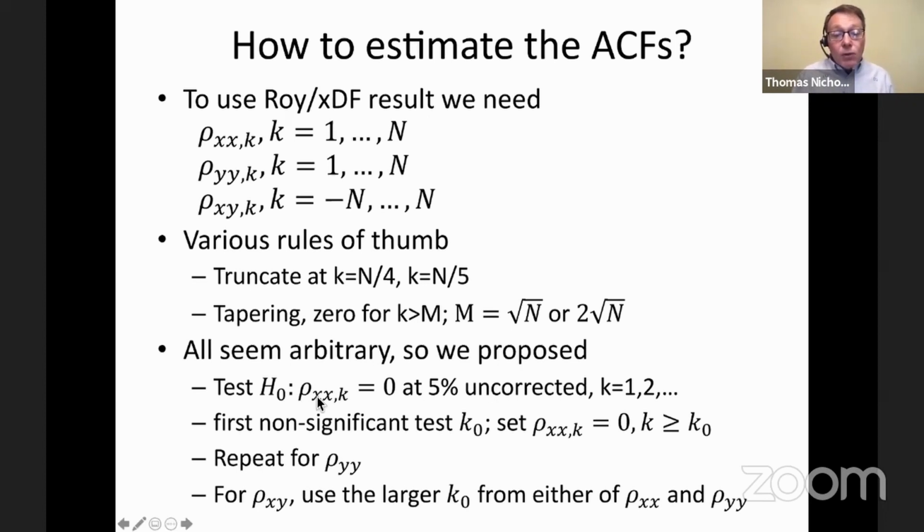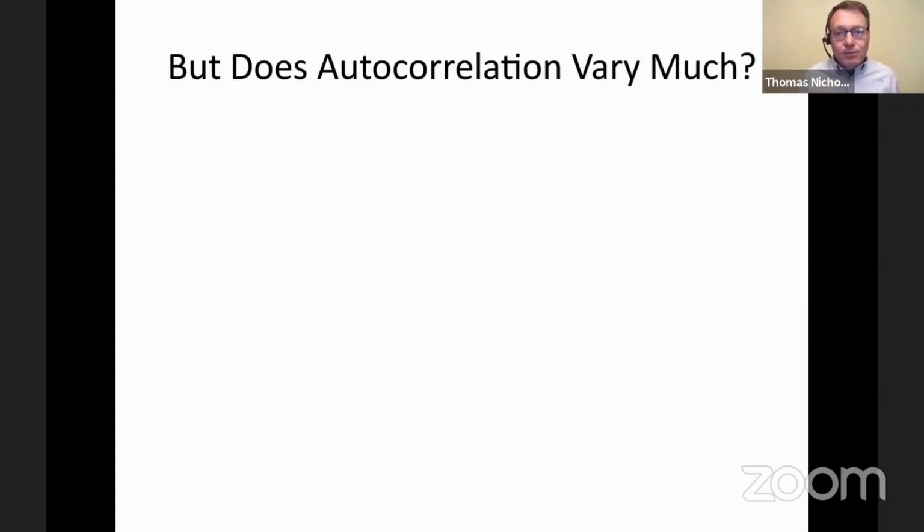And we do that both for the x time series and the y time series, and then for xy, we'll just use the larger k of these two. So that's how we actually made this method. It actually depends on lags from plus or minus infinity to be practical. But the first question is, well, does this matter?